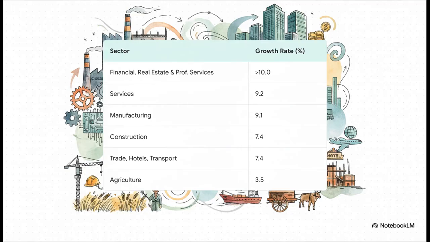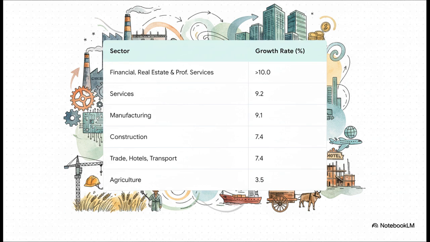This table is where we see the real strength of the economy. The main takeaway? The growth wasn't just in one or two places. It was incredibly broad-based. Manufacturing and services were the absolute powerhouses, growing at an amazing 9.1 and 9.2%. The financial and real estate sector did even better, expanding by over 10%.